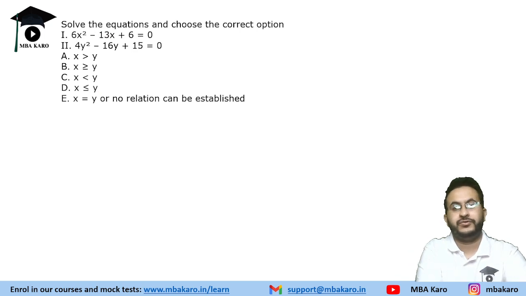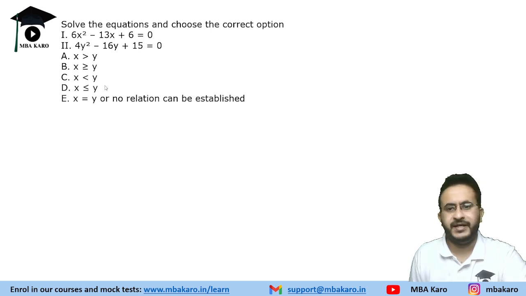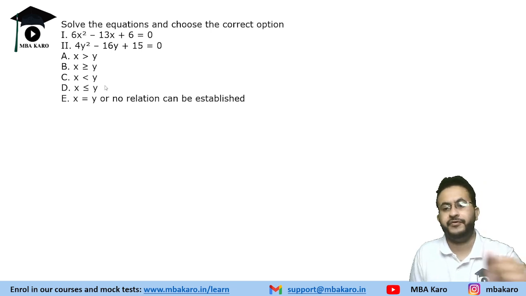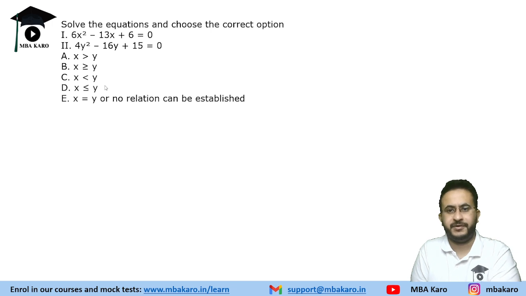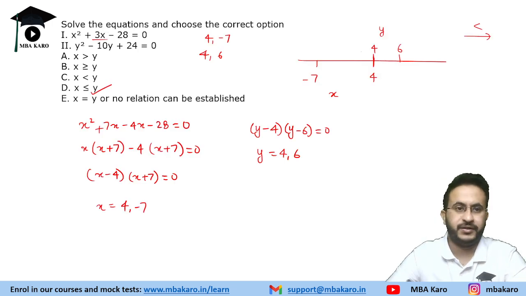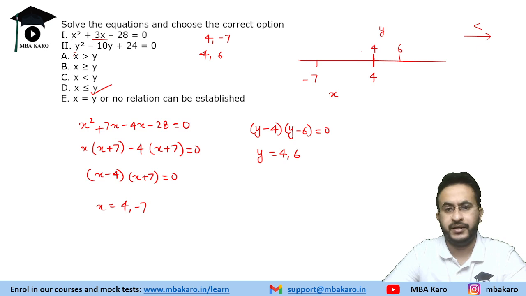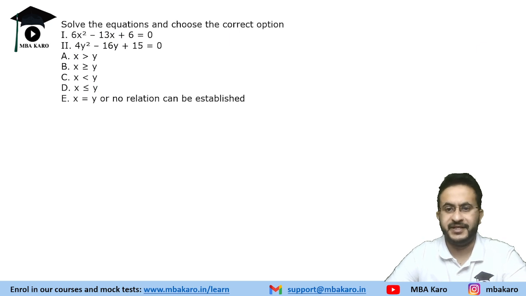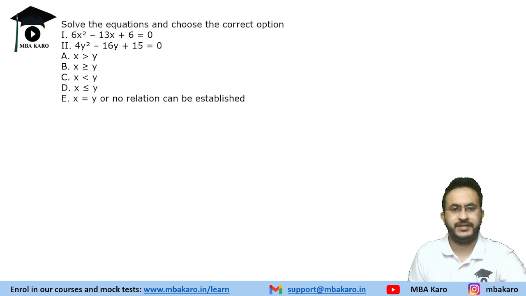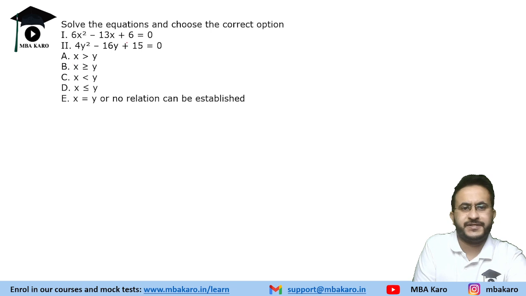Now we need to solve these equations. What happens is when we have equations where the coefficient is not 1. In the previous case it was 1, like x square, it was simply y square. Now if you have a bigger coefficient, we have a couple of questions like this. So how to solve these questions fast?